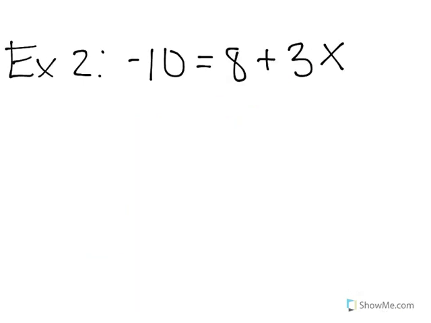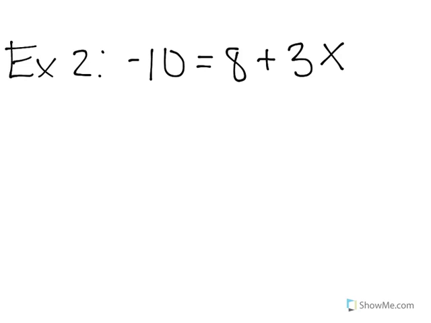My next example is negative 10 equals 8 plus 3 times some number, or negative 10 equals 8 plus 3x. Again, just like in my other videos, the equal sign is just put in the front of my equation, and that's okay. It doesn't change anything about it.